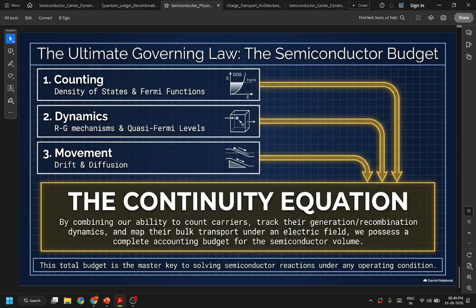So the continuity equation is the ultimate governing law. It takes into account counting, dynamics, as well as movement. By combining our ability to count carriers, track their generation and recombination dynamics, and map their bulk transport under an electric field, we possess a complete accounting budget for the semiconductor volume. This total budget is a master key to solving semiconductor problems under any operating condition.